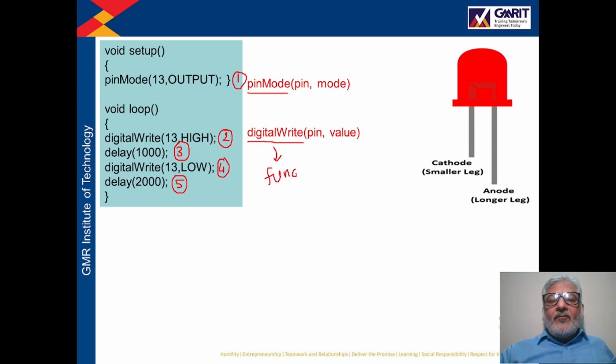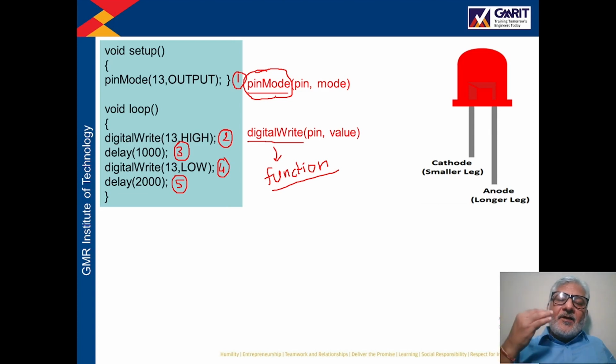So what is the meaning of function? A function performs some specific task, right? So this digitalWrite function performs a specific task. And what task? For example, this pinMode function performs the specific task of declaring a pin as an input or output, right? Now this digitalWrite function has two arguments.